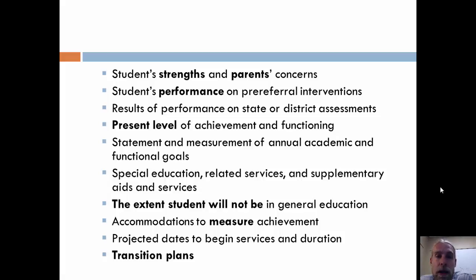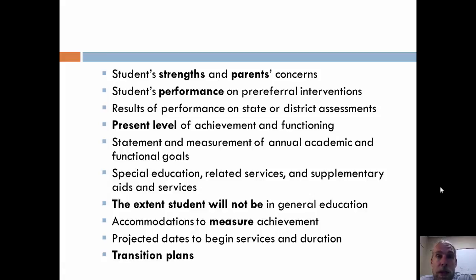Several other ideas, including the extent to which the student will not be in the general education setting, because remember, the law states that the student must be in the least restrictive environment. So if you are not putting the child into the general education establishment, note of that must be made along with the reasons for that. Included with this are any accommodations to measure achievement if the child might be moving on to alternative forms of assessment. Evidence of that will need to be provided as well.